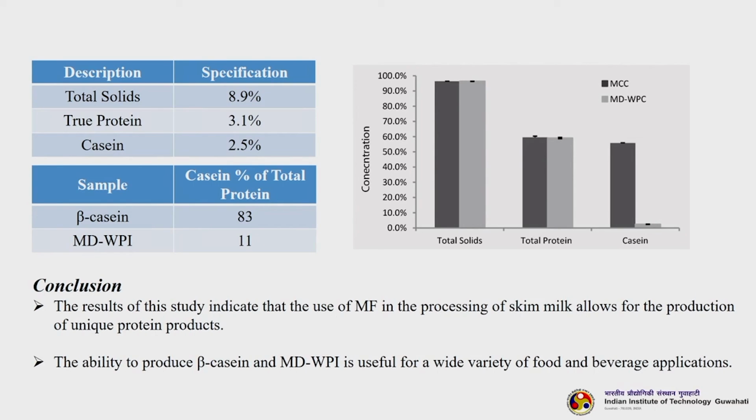How are they getting concentrated? Beta casein is 83% and WPI, whey protein isolate, is 11%. So, you can see the total solids here in MCC, and this is your WPC, and this is total protein and this is casein, right. So, we can conclude that the results of this study indicate that the use of microfiltration in the processing of skim milk allows for the production of unique protein products. The ability to produce beta casein and whey protein isolate is useful for a wide variety of food and beverage applications. So, these are very new developments in dairy industries.